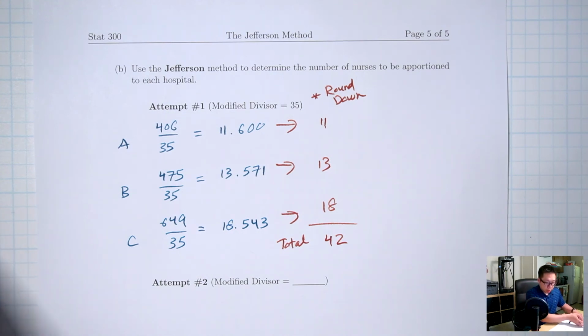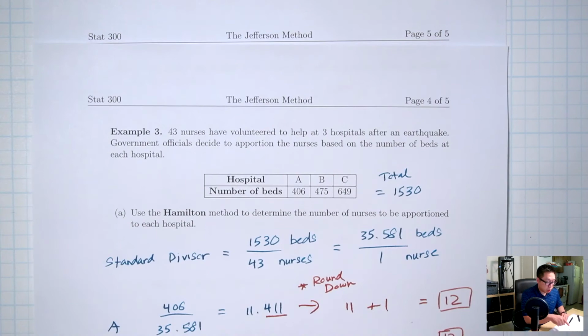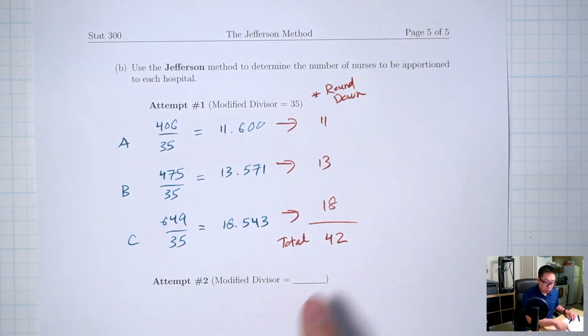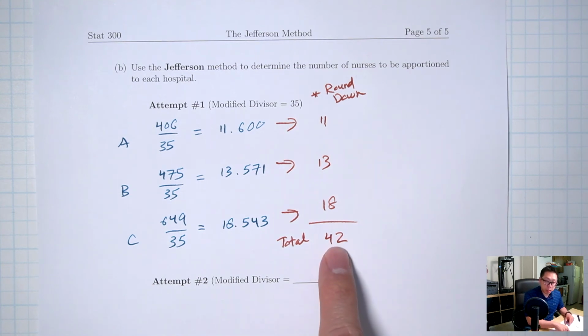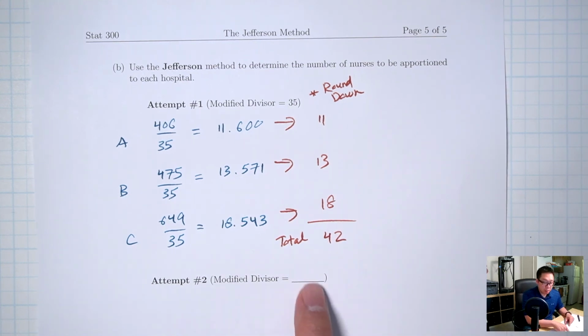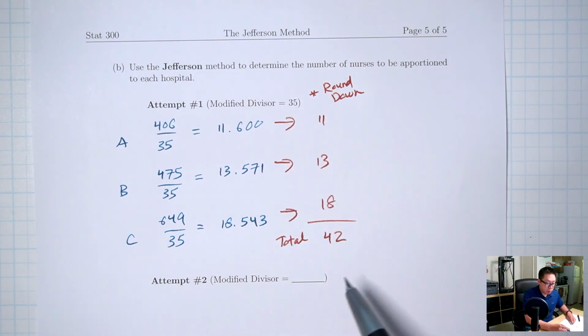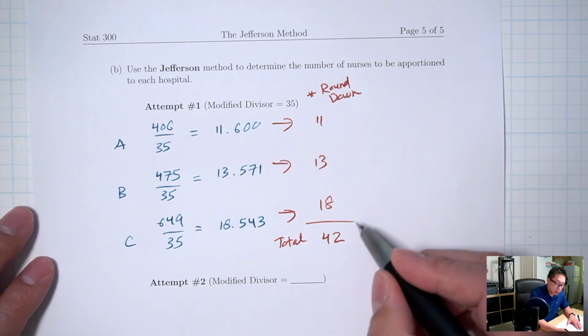Is that the correct number? We had 43 nurses, so I'm looking for 43 as my answer. So 42 is not the correct answer. Unlike the Hamilton method, we don't give extras with the Jefferson method. So if you don't get the number you want, you're going to guess again and change this divisor to something else, right? So right now, we have 42, which is too little. We wanted 43. So this is too little.